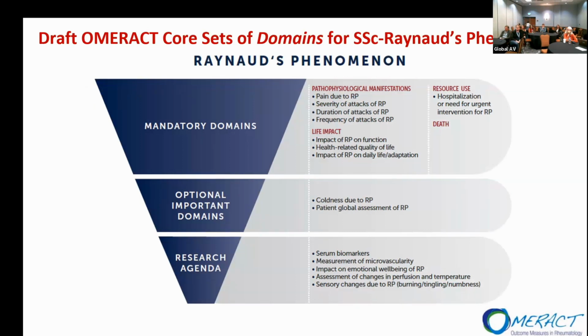And you can see there's a lot. We have a fair number of items within the different categories. We kept the categories. I'm not sure if we should when we actually present this, but I think it makes sense. We've included pain due to Raynaud's, severity of attacks, duration of attacks, and the frequency of attacks. And then under life impact, the impact on function, quality of life, health-related quality of life, and daily life and adaptation. To what extent those are all different.